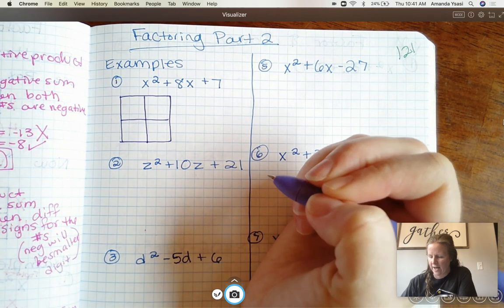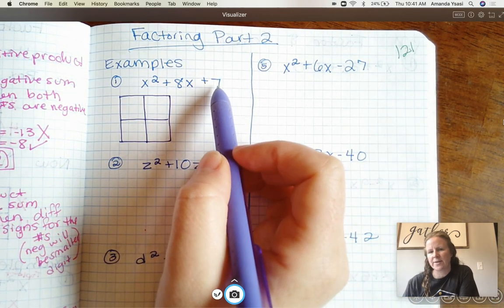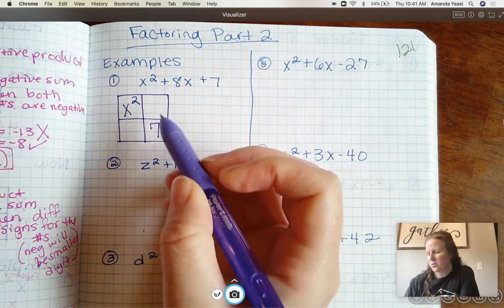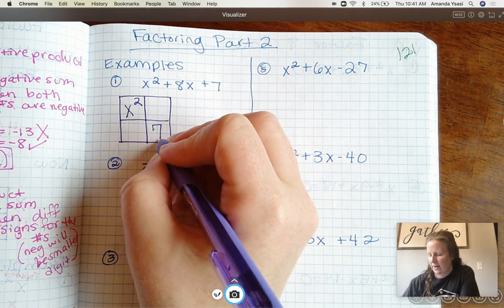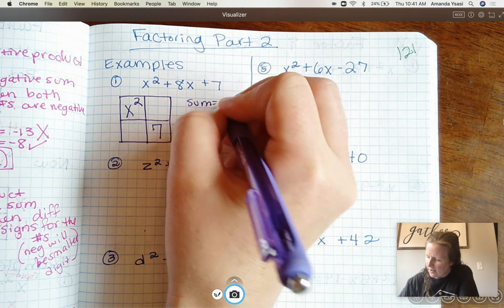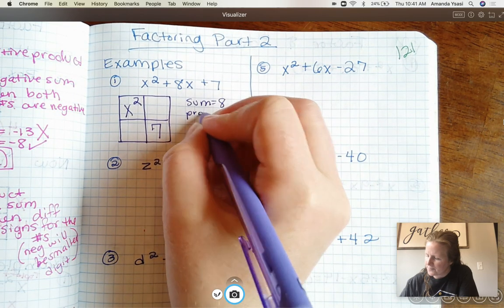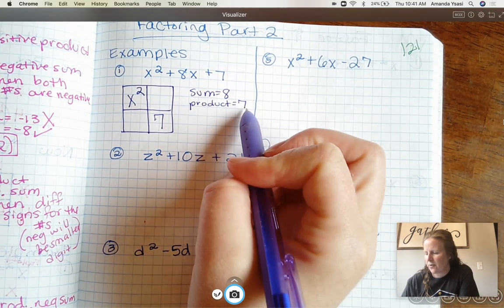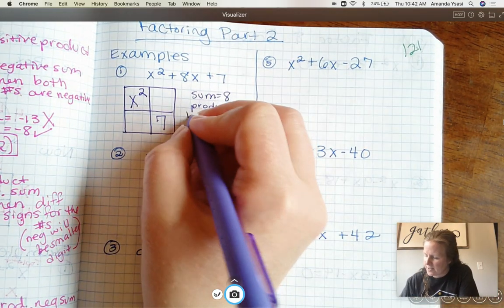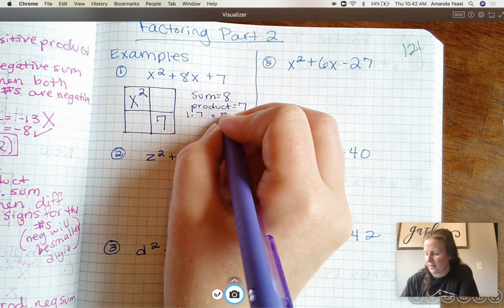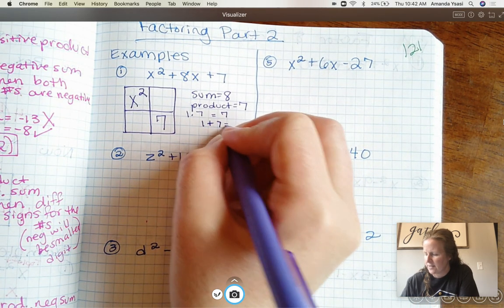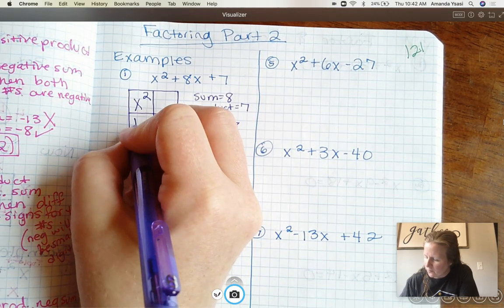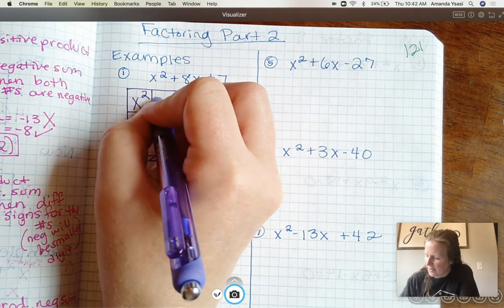Okay, so we have x squared plus 8x plus 7. So we know that the x squared goes here and the 7 goes here. So we need to find out what gets a sum of 8 and a product of 7. Okay, so let's think about products of 7. The only way to get 7 is 1 times 7, which equals 7. And what about 1 plus 7? That equals 8. So that means that those are my two numbers here, 1x and 7x.